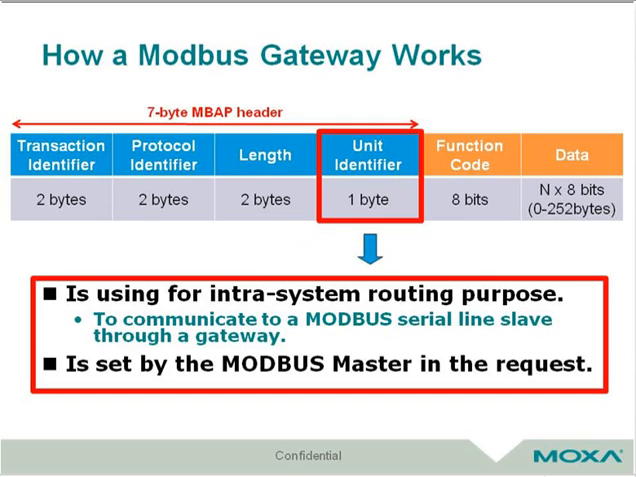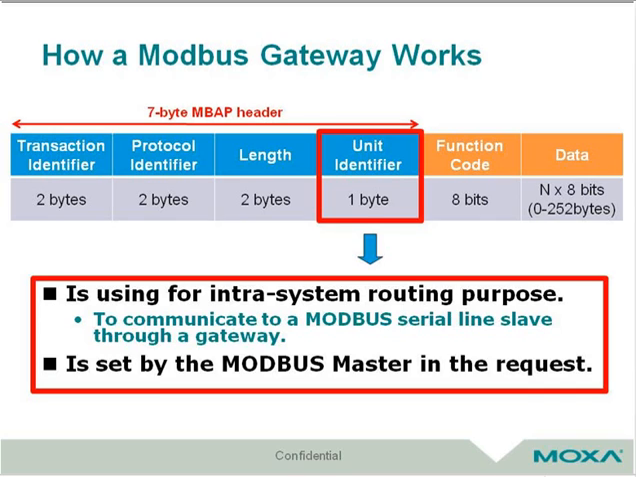Remember the fourth field of the MBAP header? The unit identifier. This field is used for intra-system routing purposes, and it is typically used to communicate with a Modbus or a Modbus Plus serial line slave through a gateway between an Ethernet TCP/IP network and a Modbus serial line. This field is set by the Modbus master in the request and must be returned with the same value in the response by the slave.